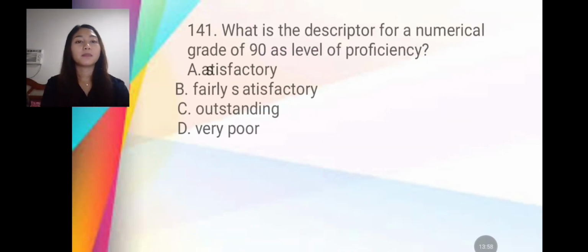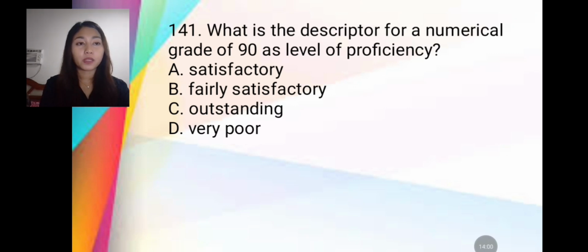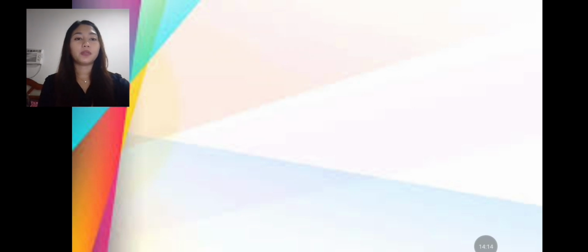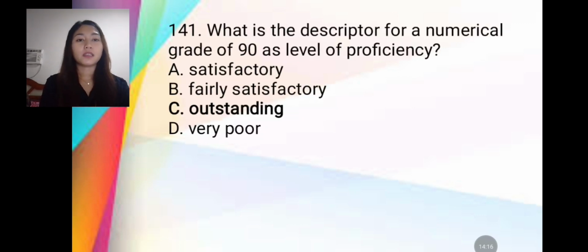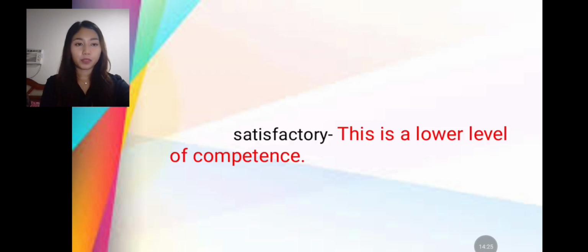Next is, what is the descriptor for a numerical grade of 90 as level of proficiency? Is it A, satisfactory, B, fairly satisfactory, C, outstanding, D, very poor? The answer is C, outstanding. So why not satisfactory, fairly, and very poor?